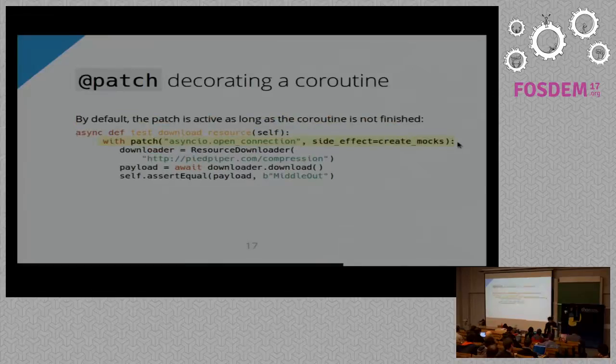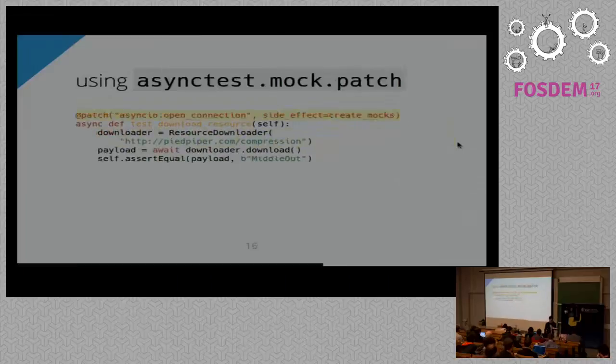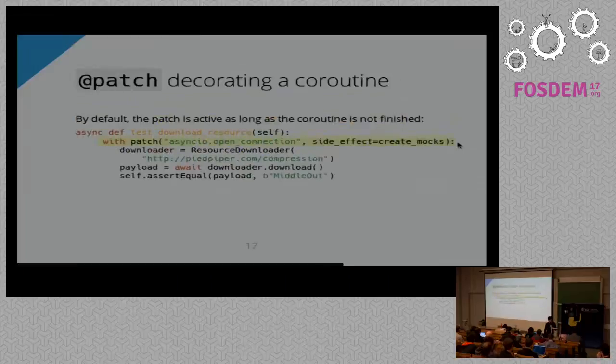In that case, what you have seen with the decorator is roughly the same as this example using the with statement. What is important to see here is that the patch will still be active even if the coroutine yields to the scheduler, which means the patch will stay enabled even if you go out of the coroutine and will affect other tasks running concurrently.